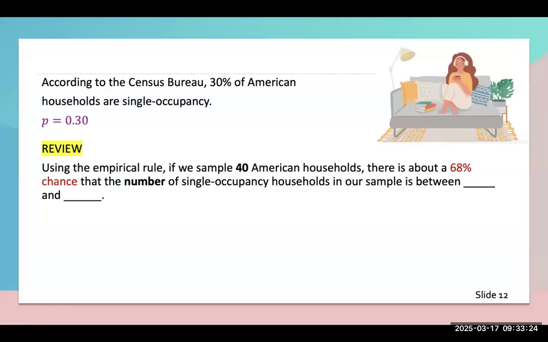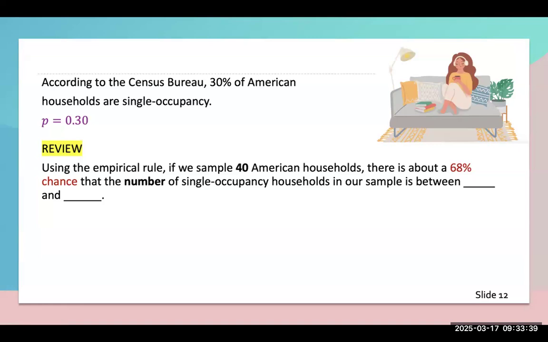According to the Census Bureau, 30% of American households are single occupancy. The population of interest here is all American households, and they're telling us that P is equal to 0.3. They're telling us a parameter.